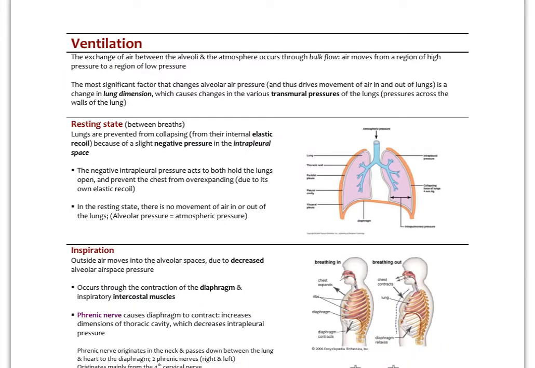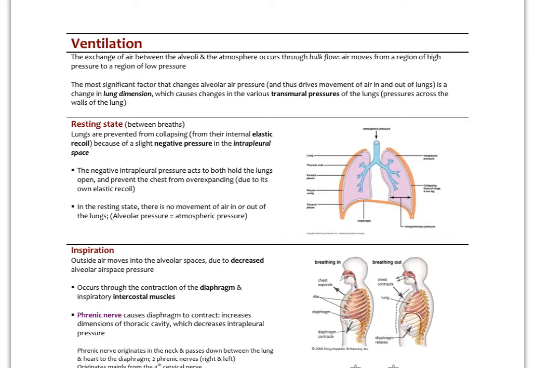So let's break this down into individual pieces. Let's look at ventilation first. That is the exchange of air between the alveoli and the atmosphere through bulk flow. The air moves from a region of high pressure to a region of low pressure, and the most significant factor that changes the alveolar air pressure, and thus drives the air into the lungs, is the change in lung dimension.